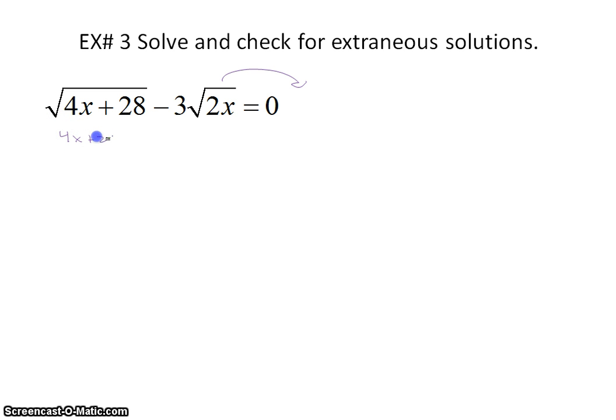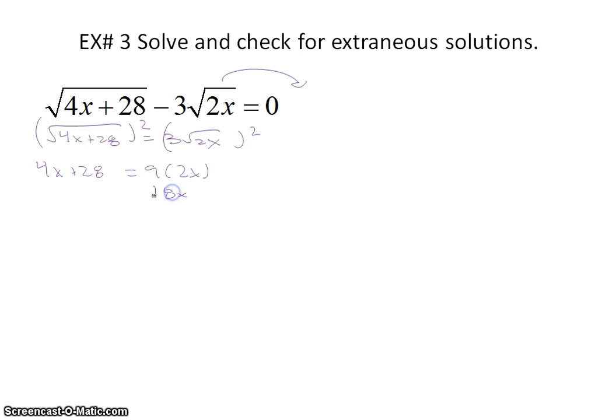So we have the square root of 4x plus 28, and we bring the other term to the other side. Now we can be in a better position to square both sides. And you have to be careful to square the 3 part too. So you get 4x plus 28 is 9 times 2x. We square the 3 and we square the square root of 2x. So just simplify and bring terms over.